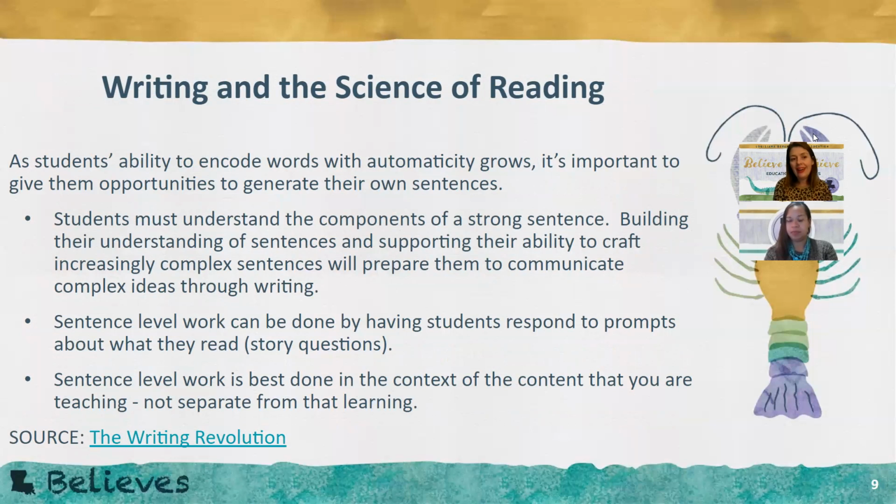Now, as students' ability to encode words with automaticity grows, so throughout first and second and third grade, it's important to give them opportunities to generate their own sentences. And students must understand the components of a strong sentence, right? So, if they can't compose a meaningful, complete sentence, they're not going to be good writers. So building their understanding of sentences and supporting their ability to craft increasingly complex sentences is also going to prepare them to communicate complex ideas through writing.